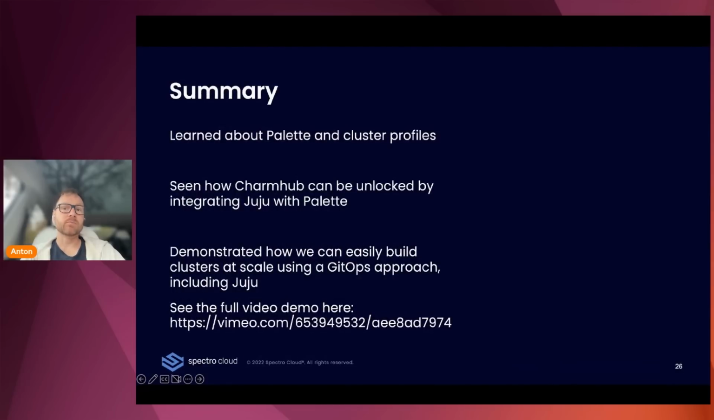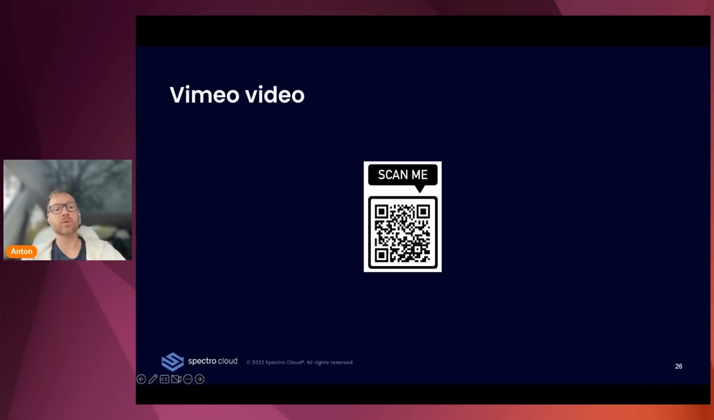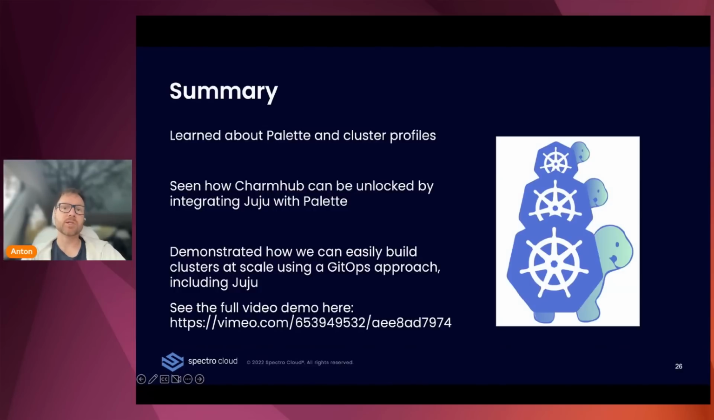So to summarize today, we've learned about Palette and cluster profiles and cluster API. We've seen how Charmhub can be unlocked by integrating Juju with Palette. We've demonstrated how we can easily build clusters at scale using a GitOps approach, including Juju. And we've got a full video demo here, as well as repos, if you would like to get into some more meat about this, rather than just me showing you slides. And this was thanks again to these little turtles that we love working with.